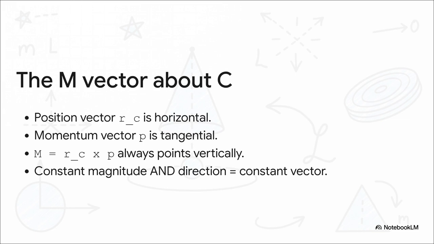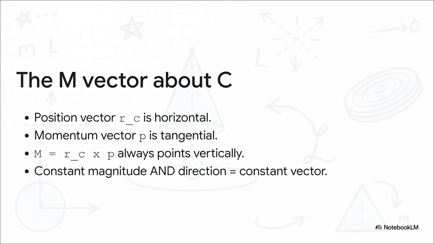From point C, the position vector r_c is just the radius of the circle, always pointing horizontally from the center to the ball. The momentum, p, is the direction of travel, always tangent to the circle. Now, if you use the right-hand rule for the cross product, you'll find something cool. The resulting vector, M, always points straight up. Its direction never ever changes. And since the problem says the ball moves at a constant speed, the magnitude of M doesn't change either.